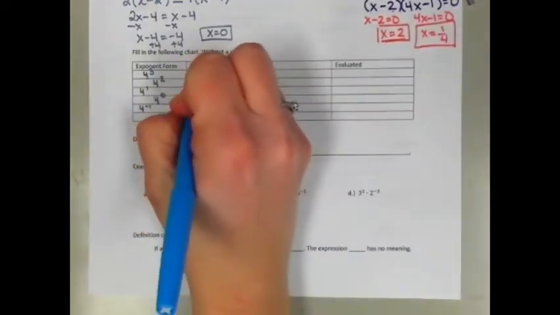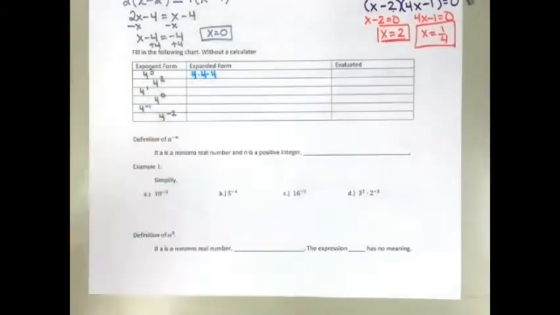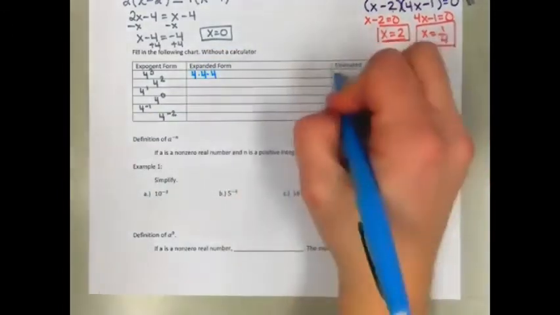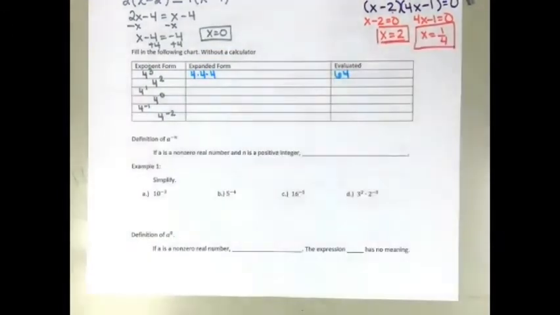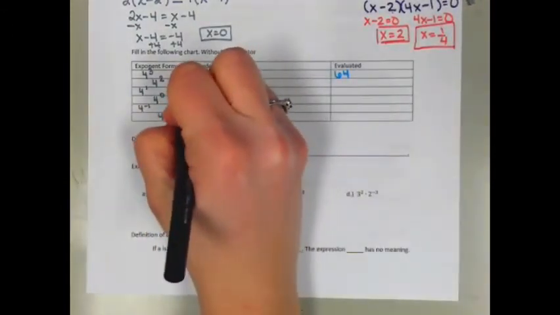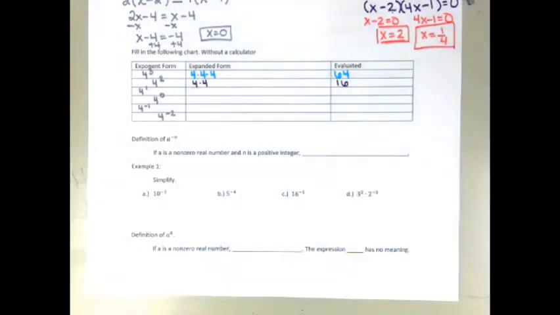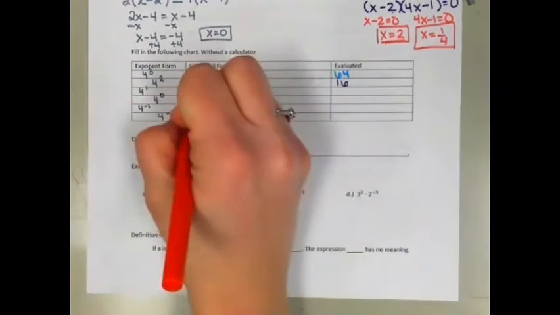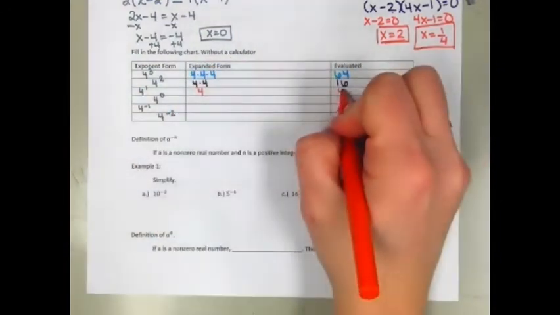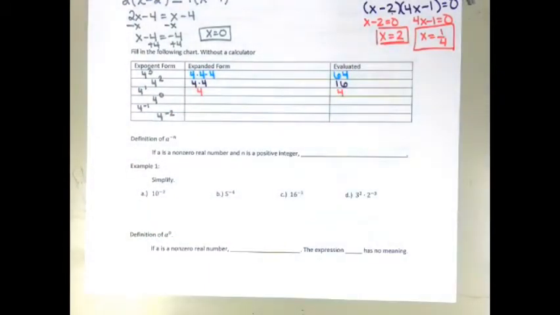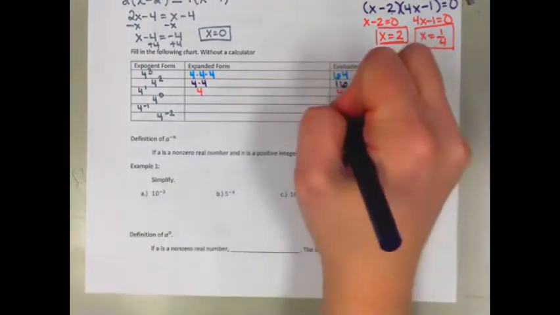4 times 4 times 4. Which is what, Hayden? 64. Good. 4 squared? 16, because 4 times 4 is 16. 4 to the first? 4. 4 to the 0? 1.